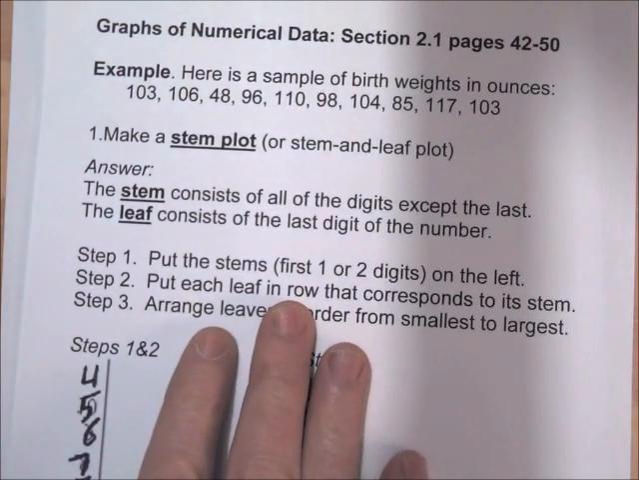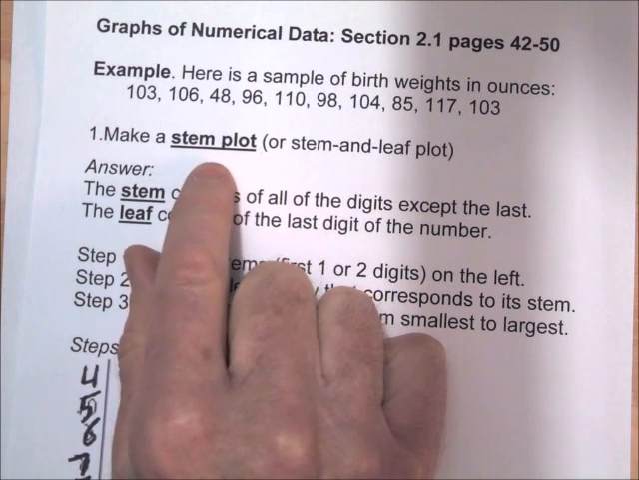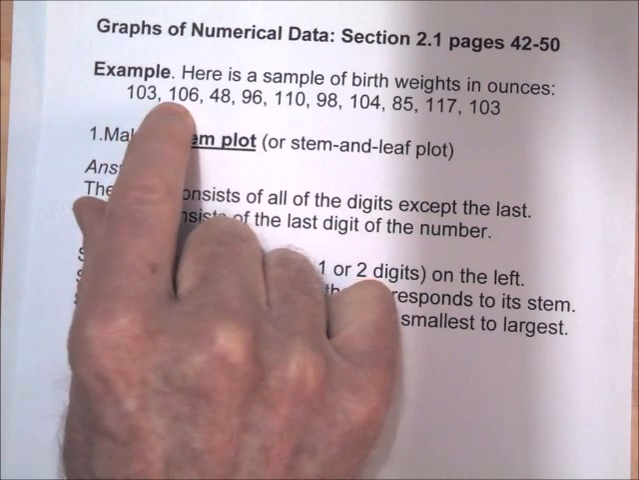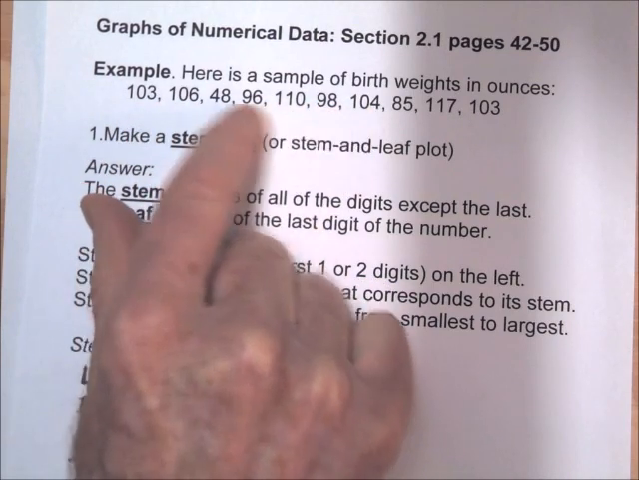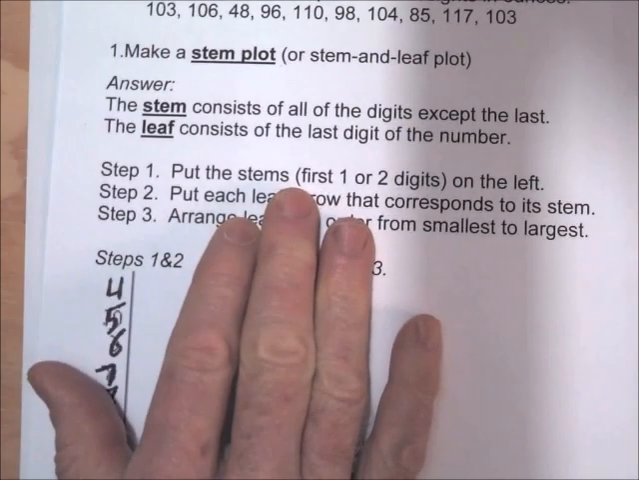Graphs of numerical data, section 2.1 in the text. Make a stem plot for this data here. We have birth weights in ounces of 10 babies: 103 ounces, 106 ounces, 48 ounces, and so forth.